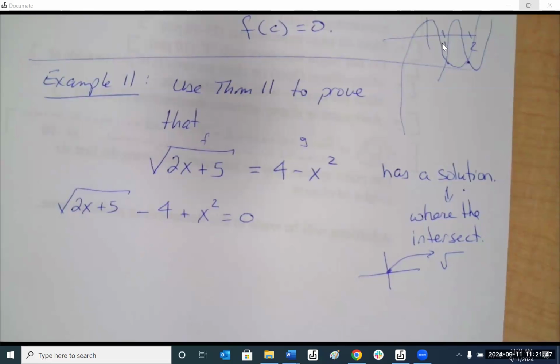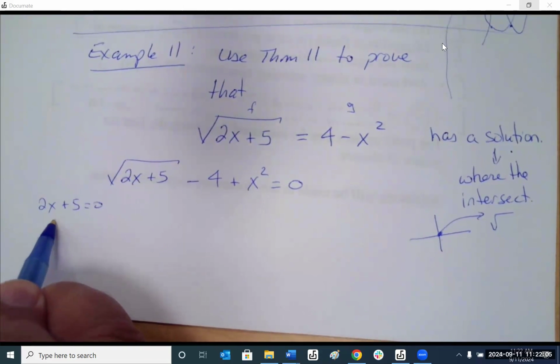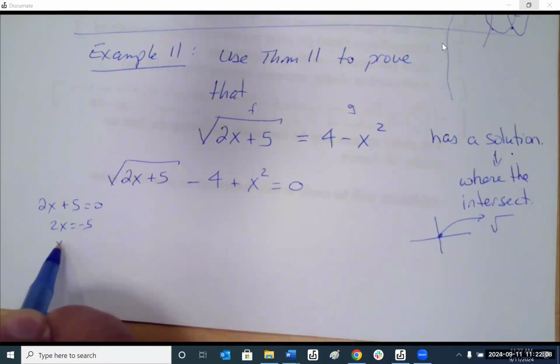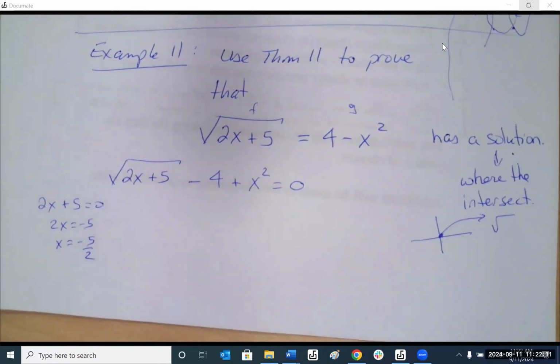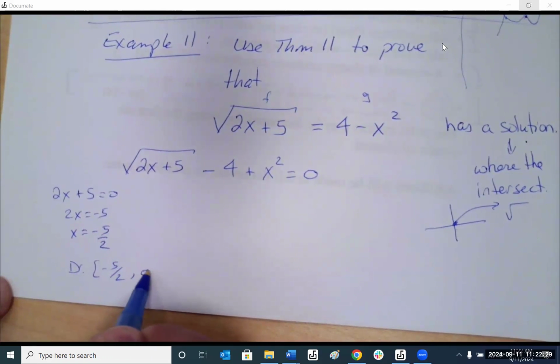So what would be the smallest value I can use for x to make it equal 0? Yeah, we take the inside, 2x plus 5, set it equal to 0. Negative 5 over 2. So the domain of this one is from negative 5 over 2 to infinity.